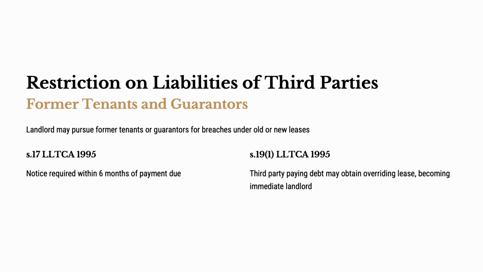Section 19, subsection 1 of the 1995 Act gives former tenants or guarantors who pay sums demanded an important right. They may require an overriding lease, a lease inserted between the landlord and the defaulting tenant's lease. This makes them the immediate landlord and gives them control, including the right to forfeit the defaulting tenant's lease. So overriding leases protect former tenants who are forced to pay by giving them a property right and the ability to remedy the situation rather than merely suffering the loss.